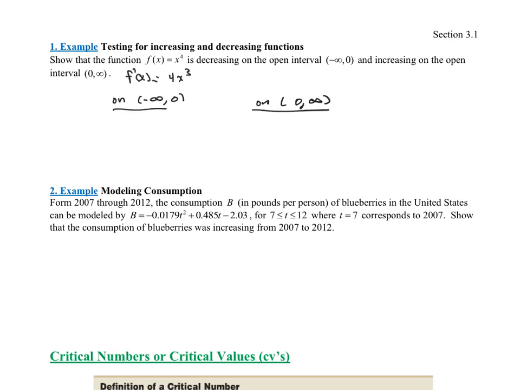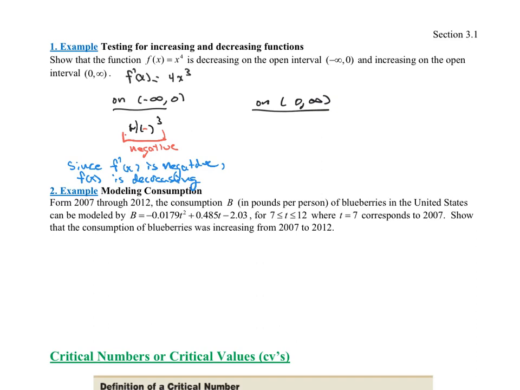Consider the first interval, negative infinity to 0. All of your x values are negative, so when you look at 4x cubed and you plug in any negative number, the whole entire thing would be negative. That means on the interval negative infinity to 0, the derivative is negative. And then we know if the derivative is negative, the function is decreasing, which I have now written out.